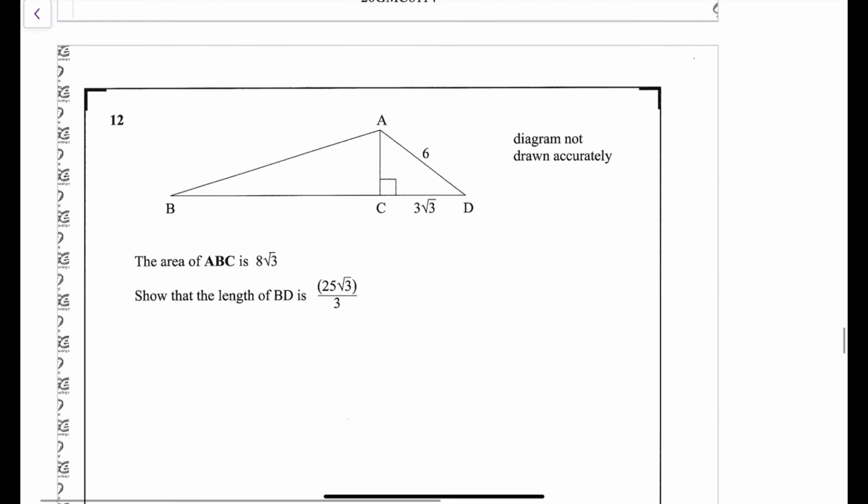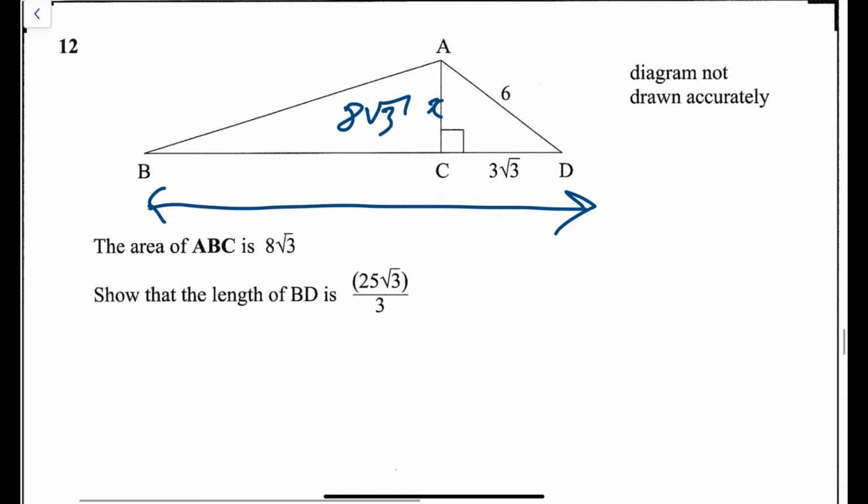Question 12, tricky question. It says the area of ABC, so this area here, is 8 root 3. It says show that the length of BD, so the whole length here, is 25 root 3 over 3. Tricky question, this is non-calculator, remember. First thing I would do is find this height x.